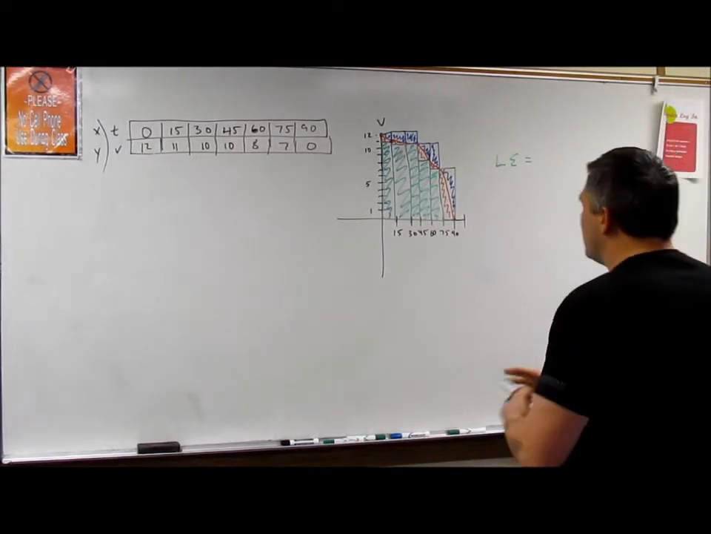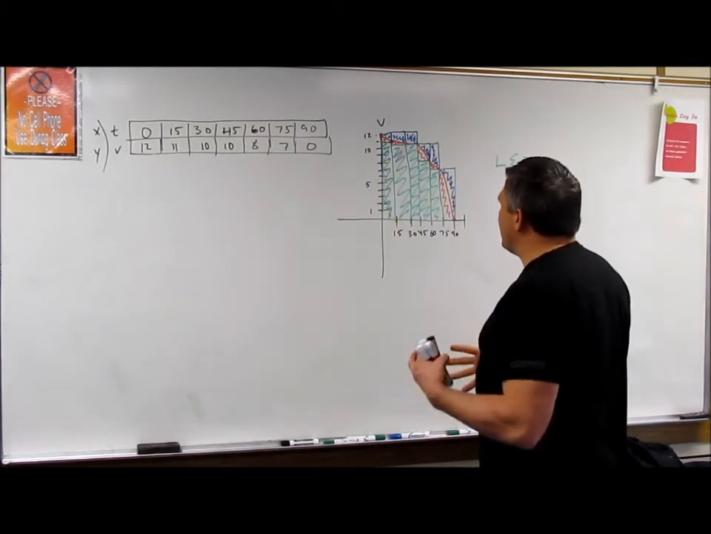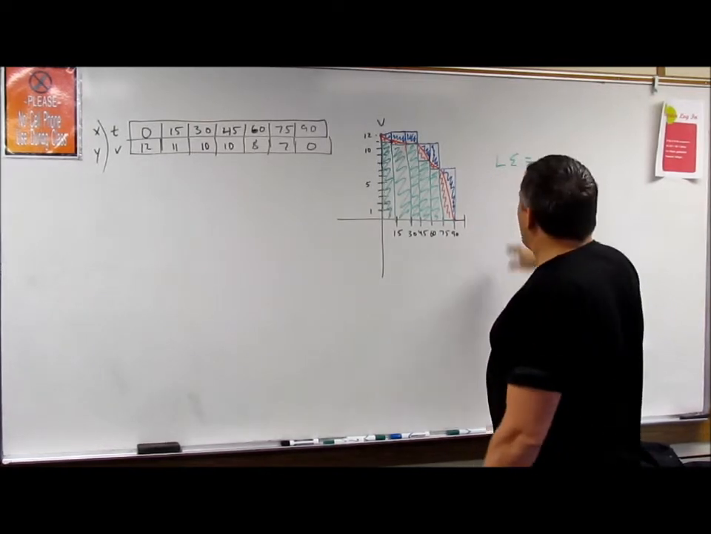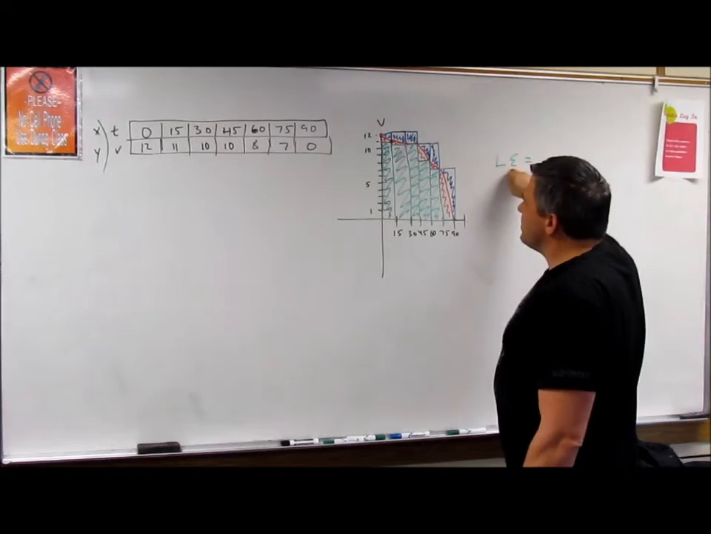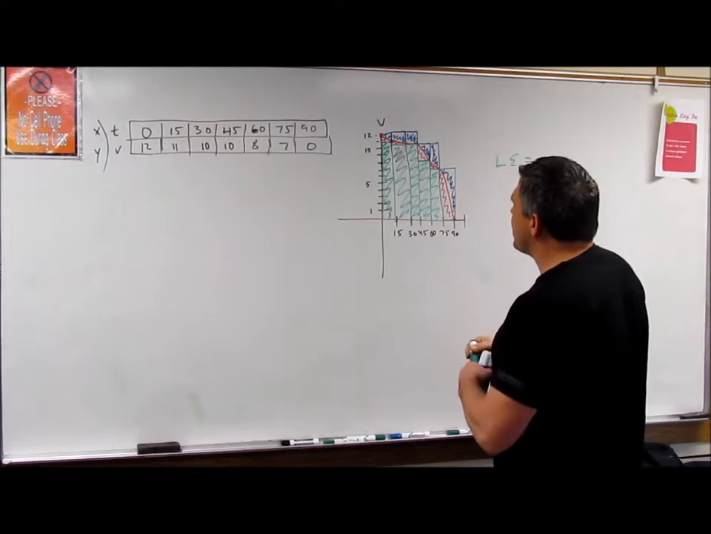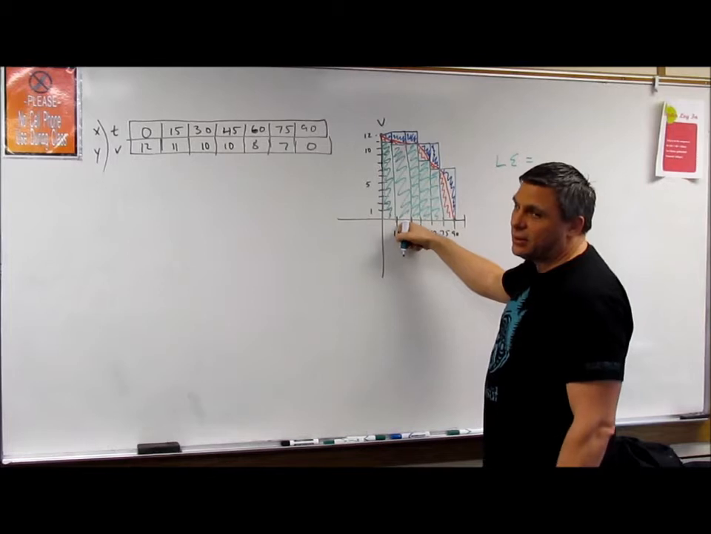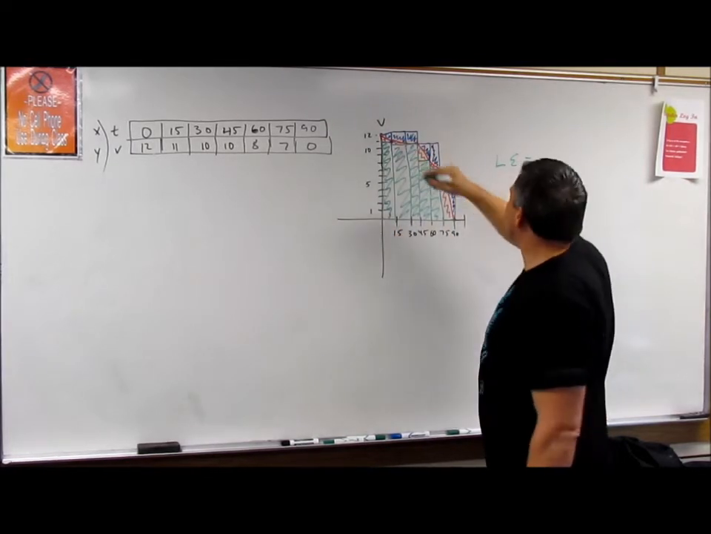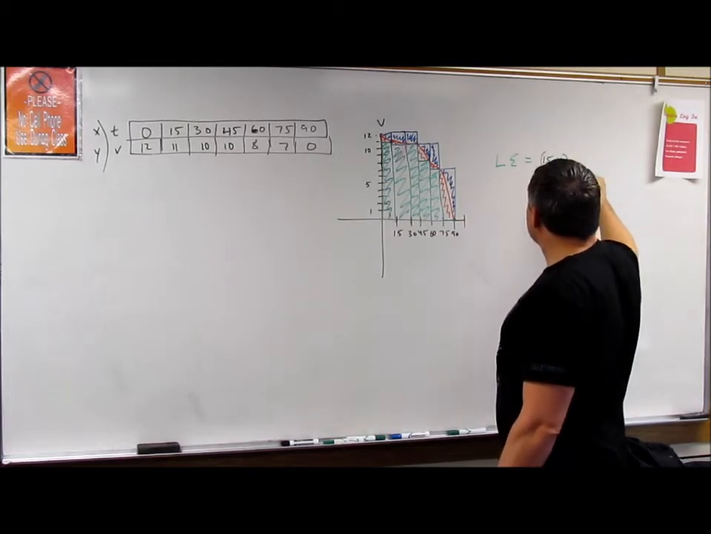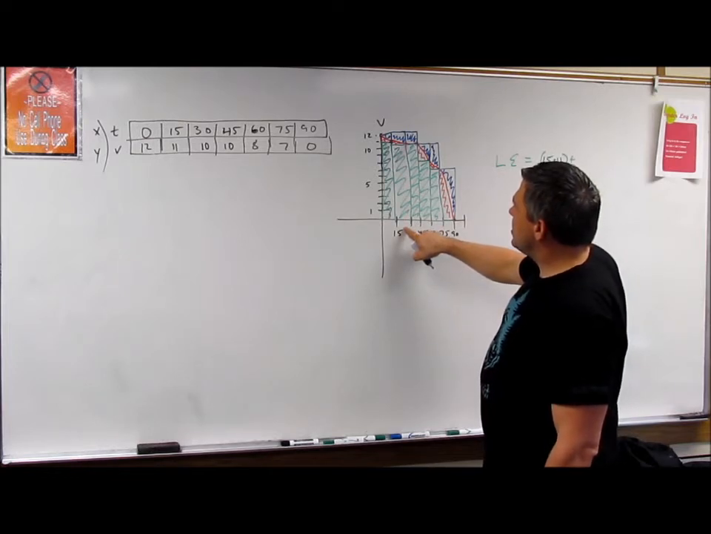Now what we're doing is looking at this as the area under the curve and a little bit above the curve. Our lower estimate of the area under the curve is the green. How we find that is we take the width times the height. The width here is 15, and the height of this green is 11. So it'd be 15 times 11, plus 15 times 10.